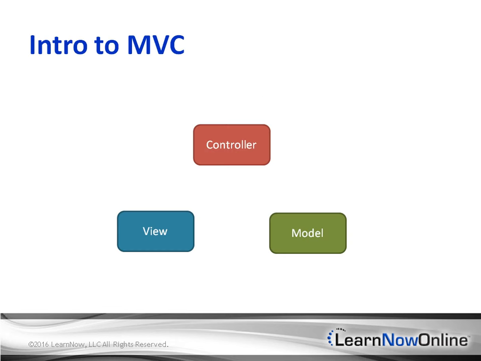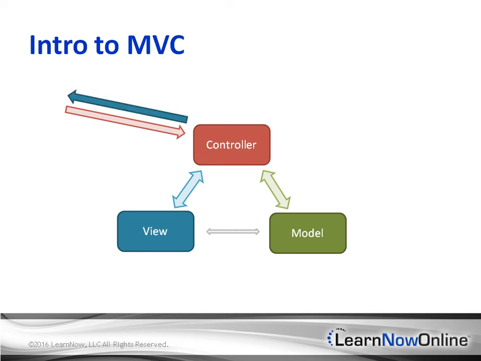How does this work? Well, a request comes into the controller, and the controller determines which model is needed, builds that model, and gets that model. It uses that model to create a view, passing in the data. In order to create the view, it has to be aware of the model, but it doesn't create it itself. Once the view is created, the controller then passes that view back to the requesting resource.